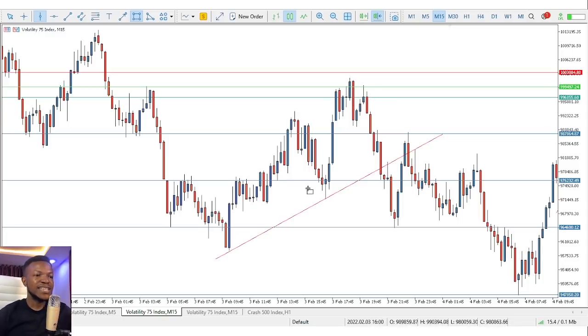Now look at this. The same thing, but in reverse, happened here. We got the bullish movement coming to the top side right here, right? And what happened?